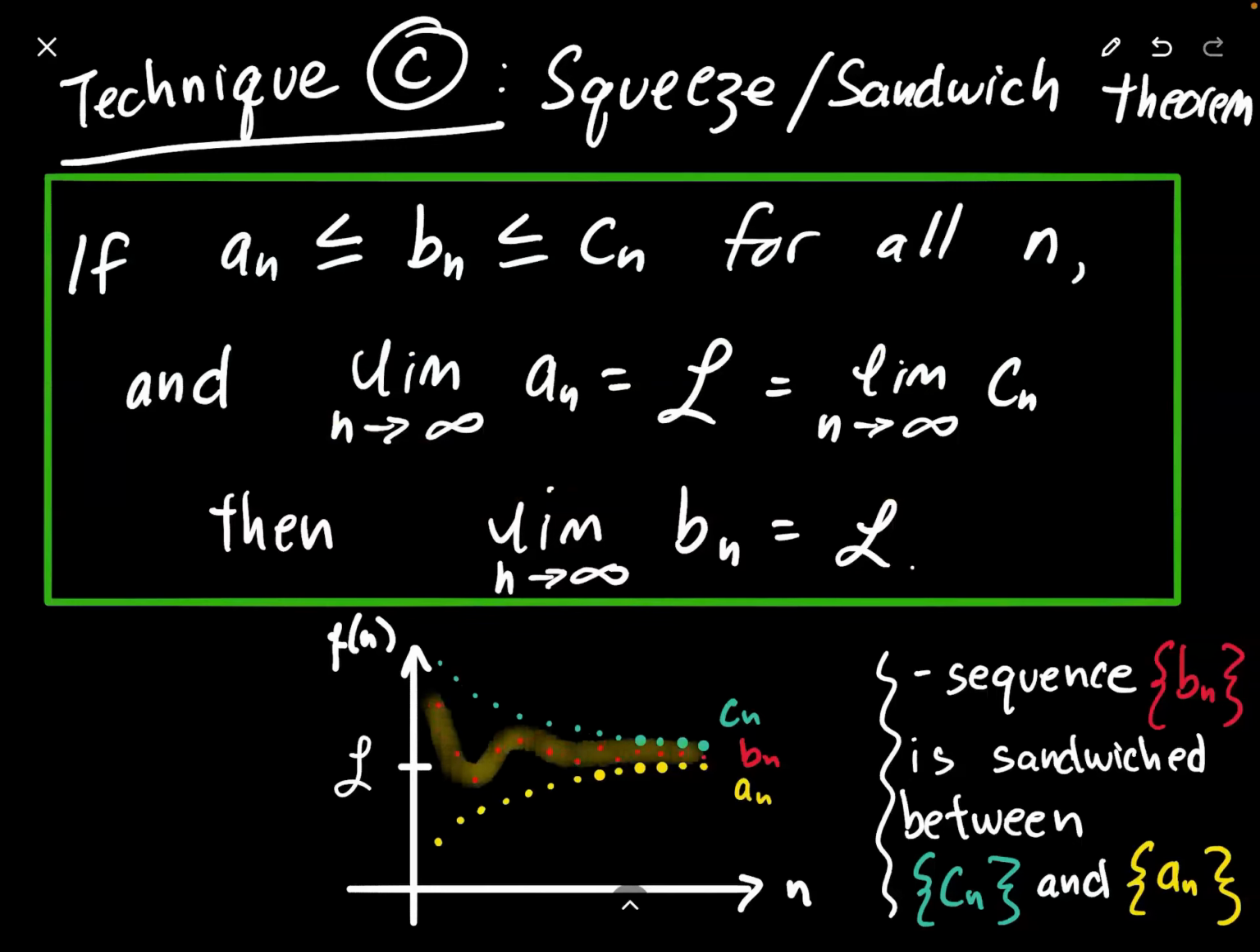You can see that the sequence b sub n, which is in red, is always in between the yellow sequence a sub n and the blue sequence c sub n. And as n becomes large, they all converge to the same limit L.